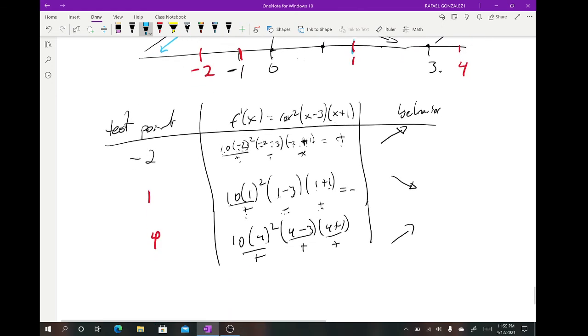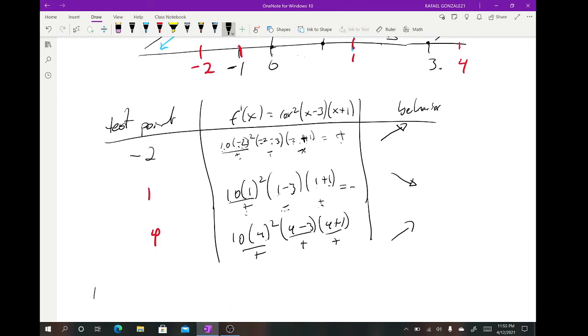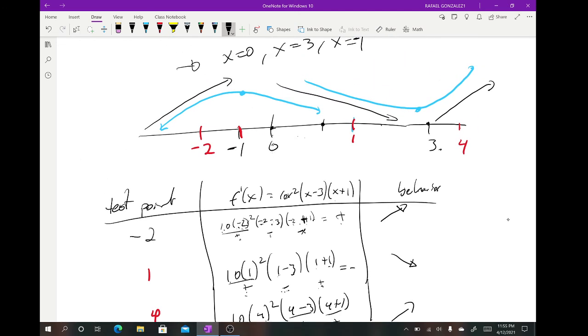So now we know that the local max occurs at the critical value, which was, whoa, hold on. I said -1. I'm missing a number here. Missing a number here. -1/2.